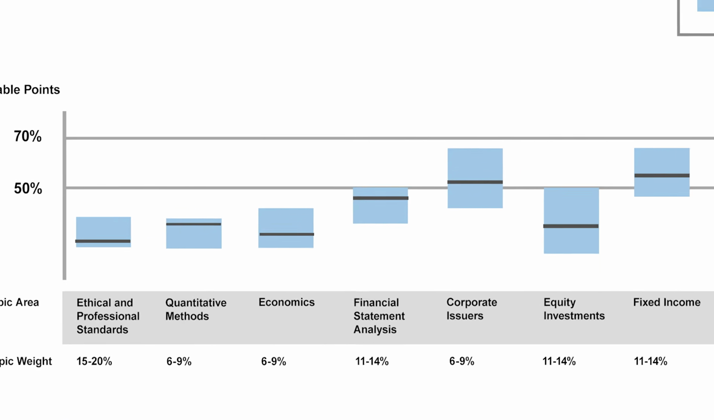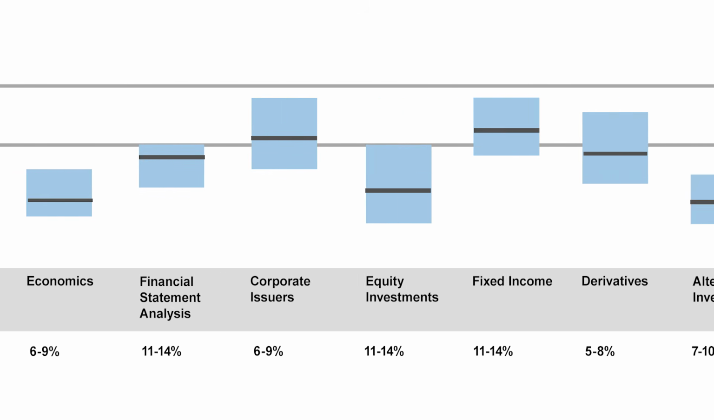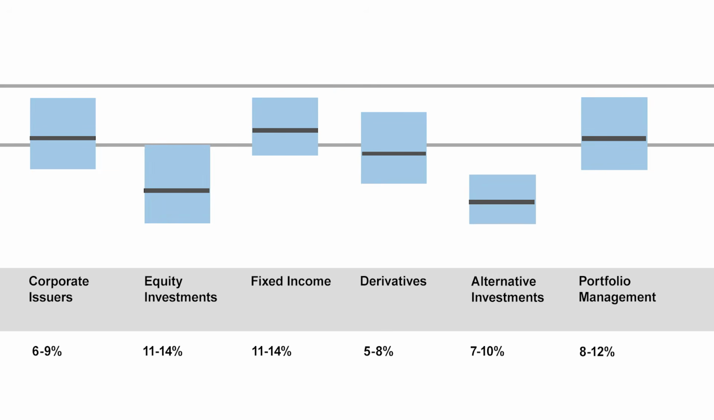You can see a topic area breakdown on page 2 of your report. This detailed report is for Levels 1 and 2, regardless of your results. The same is true for Level 3 candidates who do not pass. For Level 3 candidates who do pass, you'll receive a congratulatory email without a score attached.